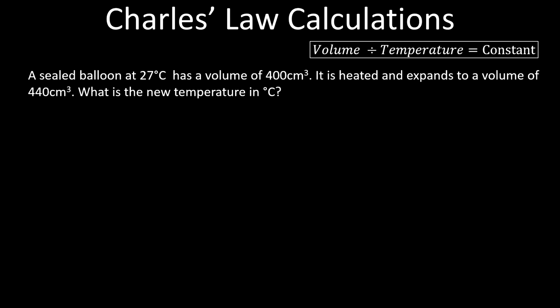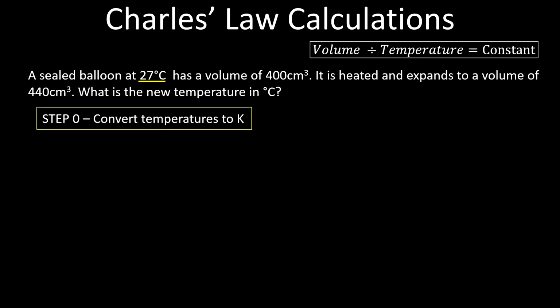So just a general piece of advice when you're selecting the equation, whichever quantity you're not given information about, you need to use the equation that is missing that quantity. So there's no mention about pressure here, and certainly no mention about pressure changing, so we're okay to use volume divided by temperature as constant.